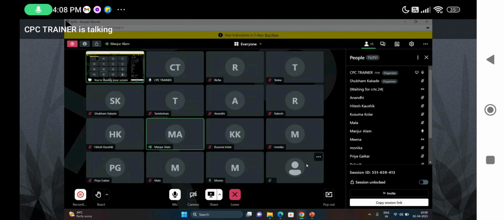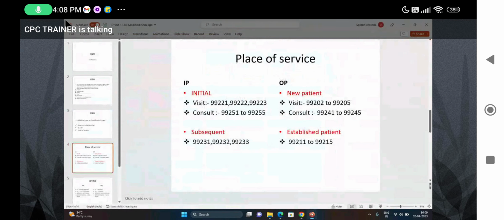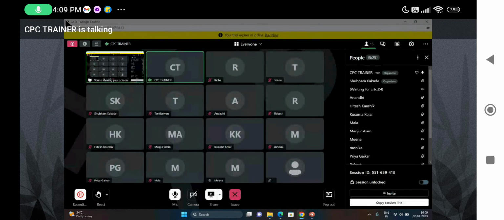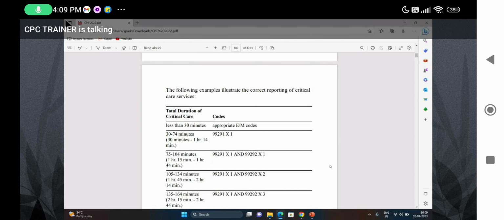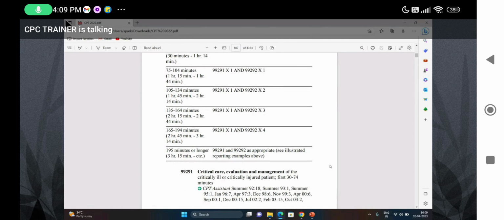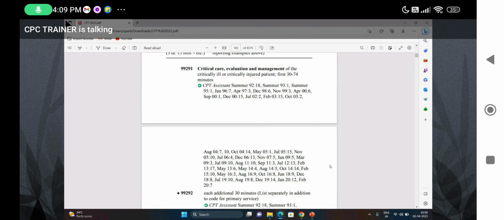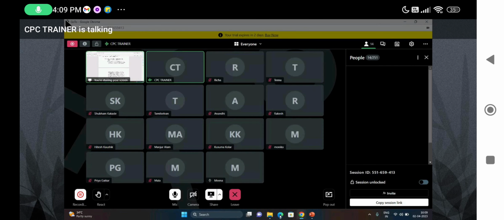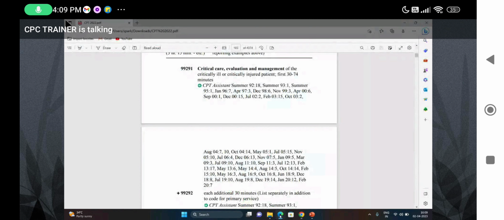Okay. So for critical care, we have 2 codes, guys. One is 99291 and another one is 99292. You guys see the screen? So this is the critical care. Very simple. You have to code based on the timing. The provider documented the timing, and based on that you have to code. For example, 30 to 74 minutes and then more than that, like that.